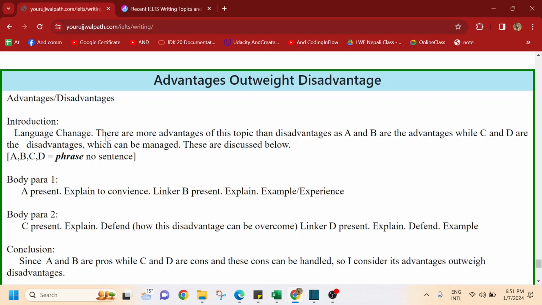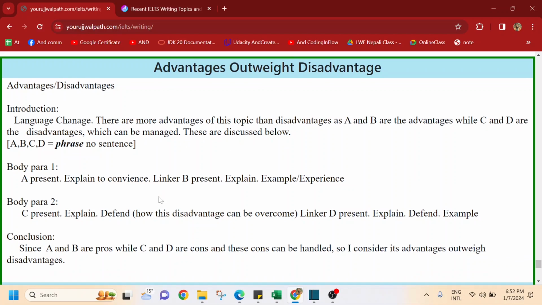So you change the question language, and then you mention that A and B are the advantages while C and D are the disadvantages. These disadvantages can be managed. It means that you're saying that of course there are advantages and disadvantages also, but the disadvantages could be minimized, which you are saying in your introduction, right? And it means that of course there are more advantages. You are giving a clue, and these are discussed below. So your body paragraph first will be the same. Present A, explain to convince, linker. Present B, explain, and the same kind of stuff, right?